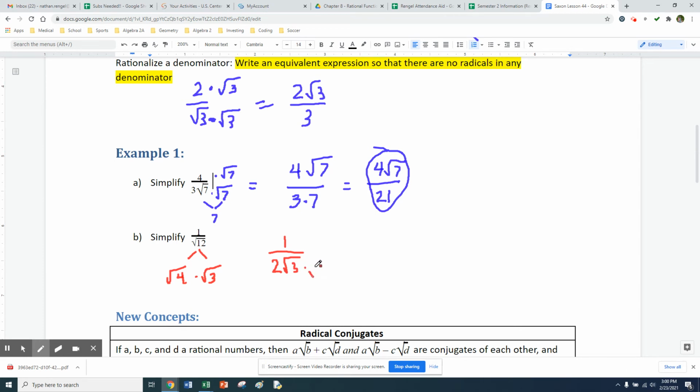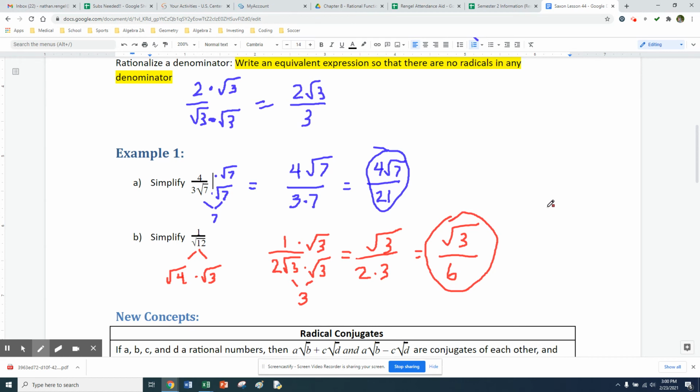Then I can multiply my denominator by the root of 3, and I'll multiply my numerator by the root of 3, which is going to give me the root of 3 over 2 times 3, because remember, anytime we multiply root of 3 times root of 3, that's going to be 3. And all in all, we'd get the root of 3 over 6. So who knew, when you have 1 over the square root of 12, that is equivalent to the root of 3 over 6. We're going to take a quick peek at an example of a Delta Math problem, and then you'll be set to go.